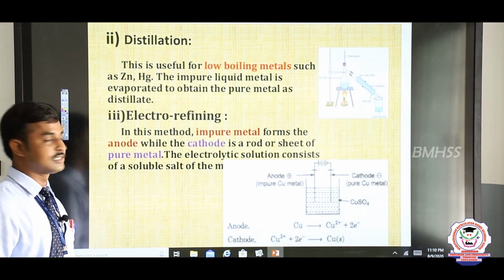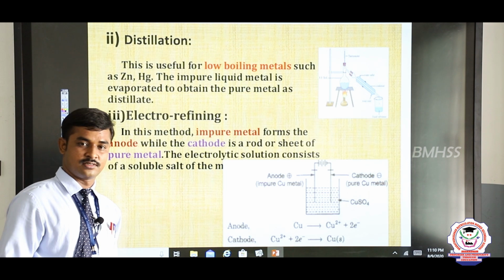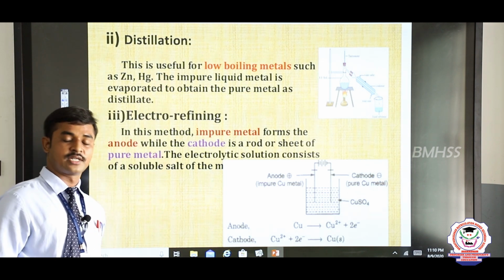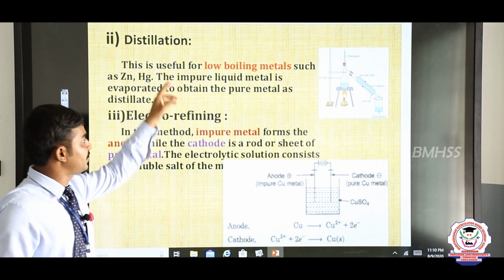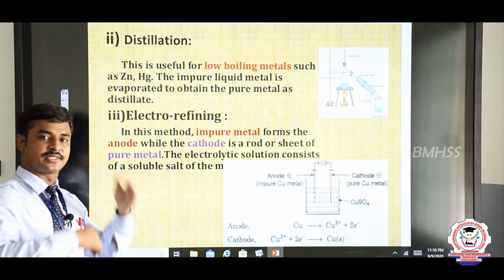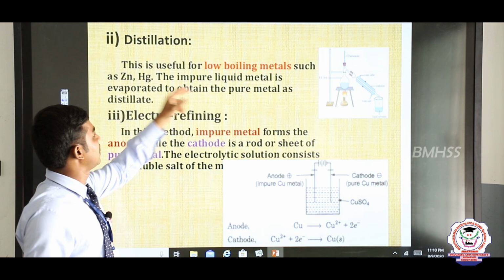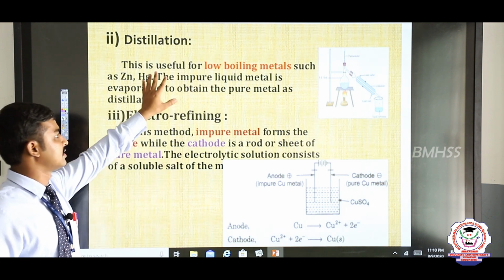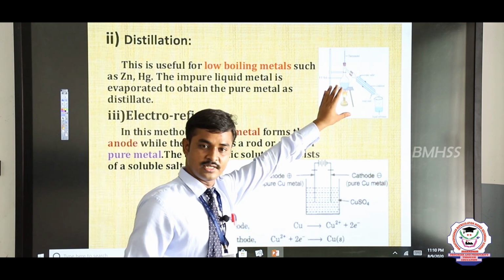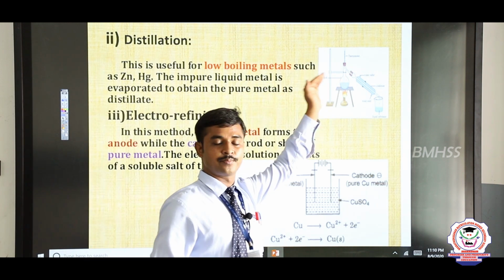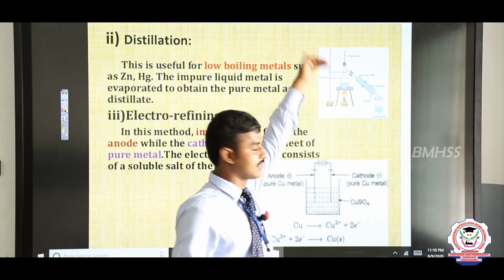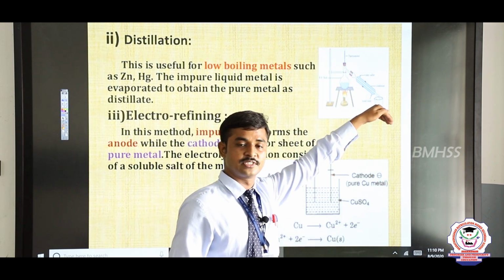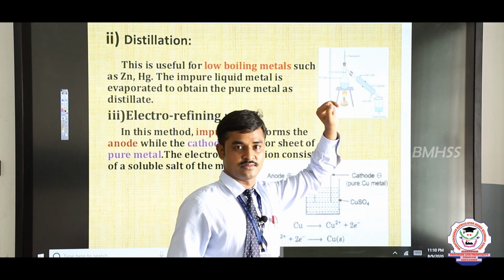Another process is the distillation process. Here also we have metals and impurities, that is, impure metal. The impure liquid metal is evaporated, and the low melting point metal only is melted and collected alone. This process is distillation. By the process of distillation, the low melting point impurities are first evaporated, and low melting metals are first distilled.